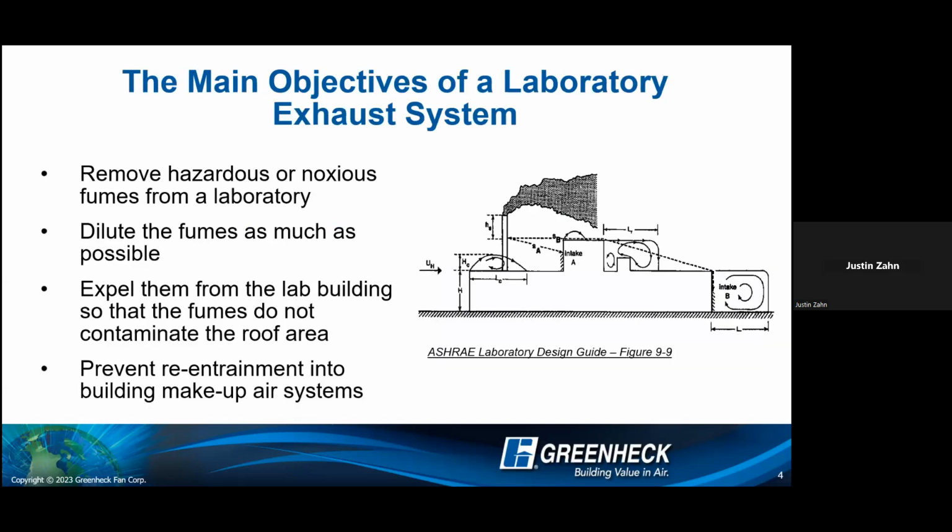So, what are the main objectives of a laboratory exhaust system? The main objective is to remove hazardous effluents or contaminants from a workspace or lab, whatever it may be, expel them into the atmosphere and get them as far away as possible from the general population or any makeup air systems on the roof. So the biggest thing is to prevent re-entrainment. We want to make sure that our plume height is high enough that we don't have to worry about any possibility of it coming down too soon and coming in contact with someone on the ground.